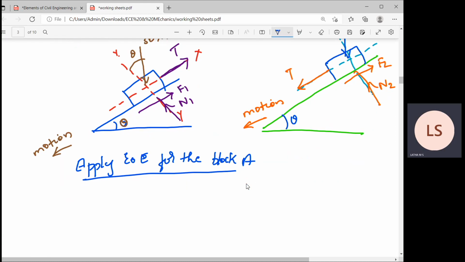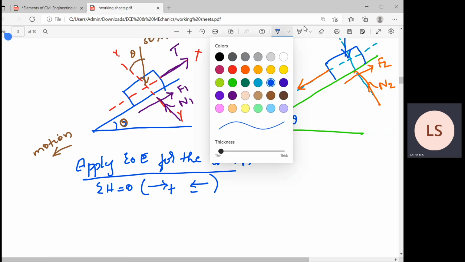I'll write the equation. What is the equation we have? The equation of equilibrium taken at sigma H is equal to 0. That is, all right side moving forces positive, all left side moving forces negative. So I'll write the equation now. So what is the equation?